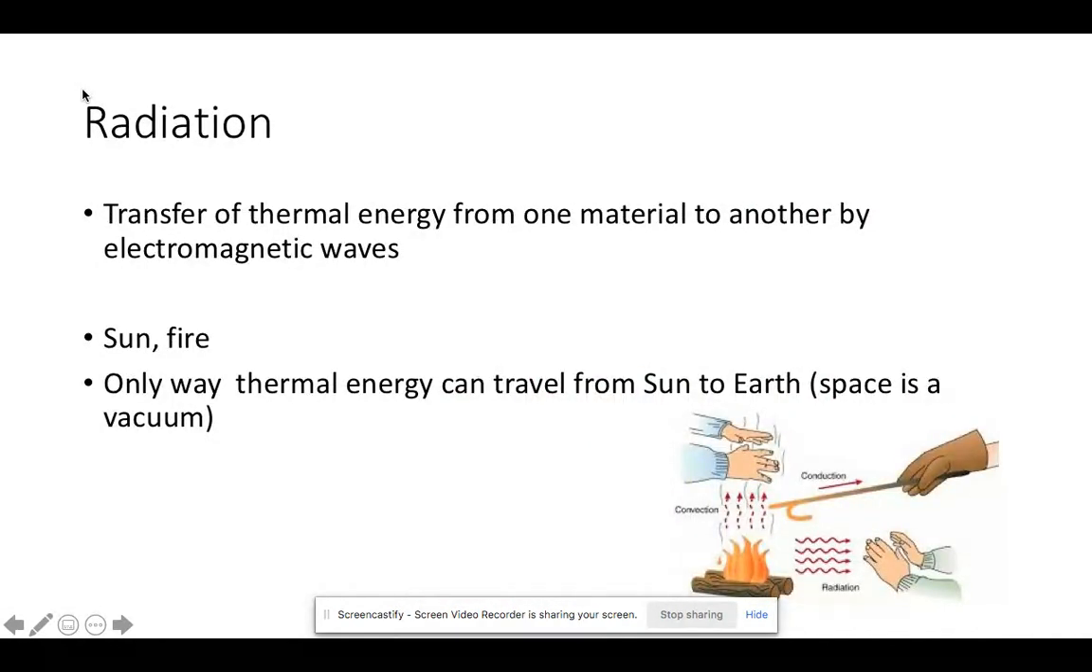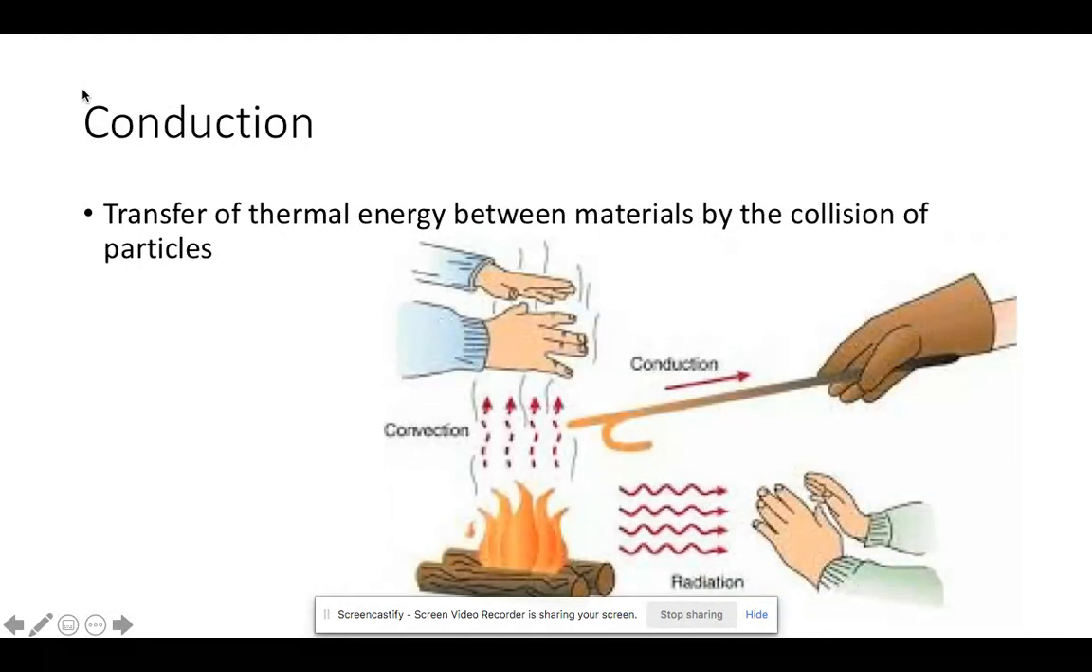Radiation is the transfer of thermal energy from one material to another by electromagnetic waves. This occurs when the sun or a fire heats something. And this is the only way that thermal energy travels from the sun to earth, because remember, space is a vacuum. So it travels through electromagnetic waves to heat the surface of our earth.